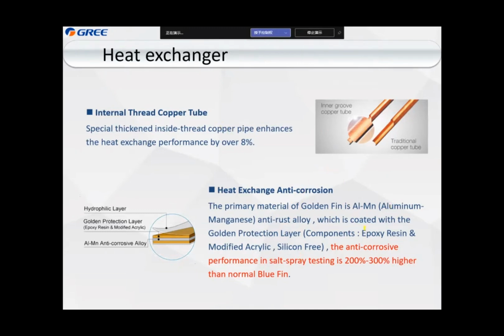Another is the heat exchanger anti-corrosion layer, the hydrophilic layer. The primary material is golden fin. We can provide golden fin, which is an aluminum manganese anti-rust alloy. Its anti-corrosive performance in the salt spray test is 200% to 300% higher than a normal blue fin. This is the heat exchanger.